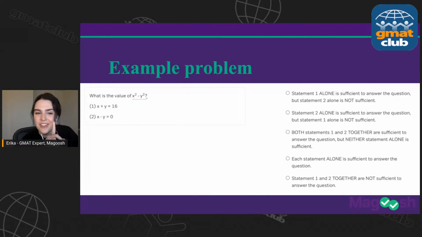Does anyone know the specific name for this? X squared minus y squared. There's a specific term for it, a math term that I've got in my head. Does anyone know what that is? In the chat. It's a good one to know because it comes up. I'm not seeing it. We've got a binomial. Yeah, it is a binomial, but specifically this is nice.